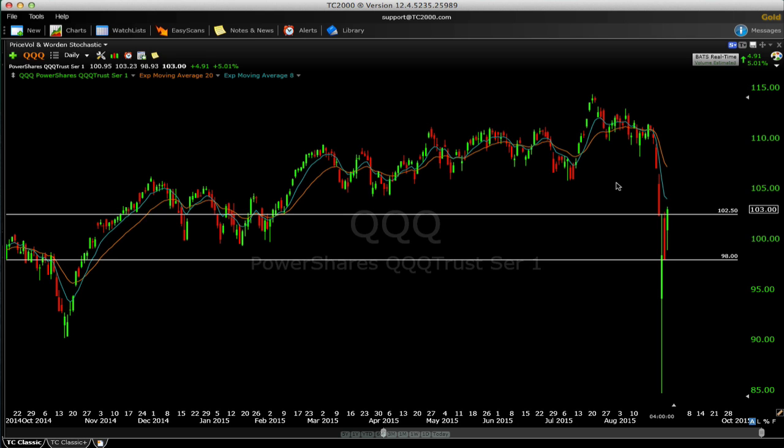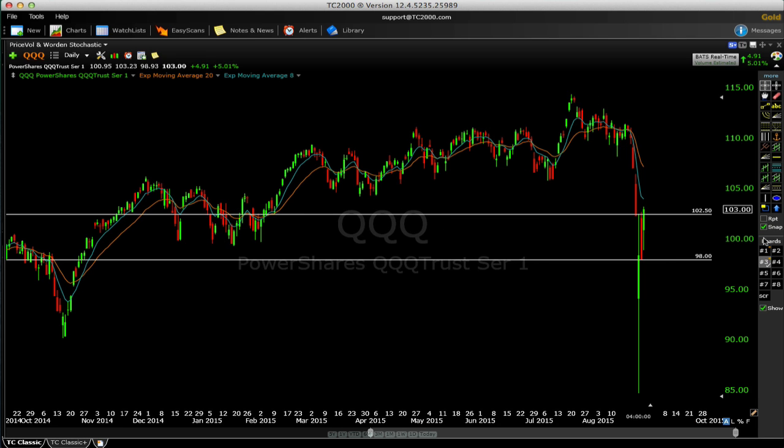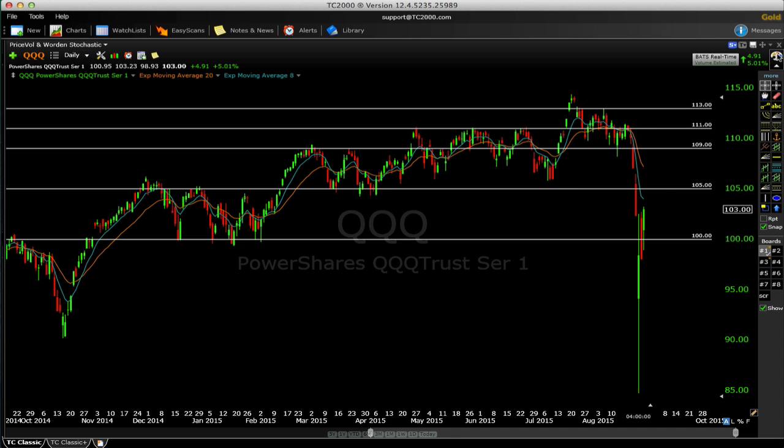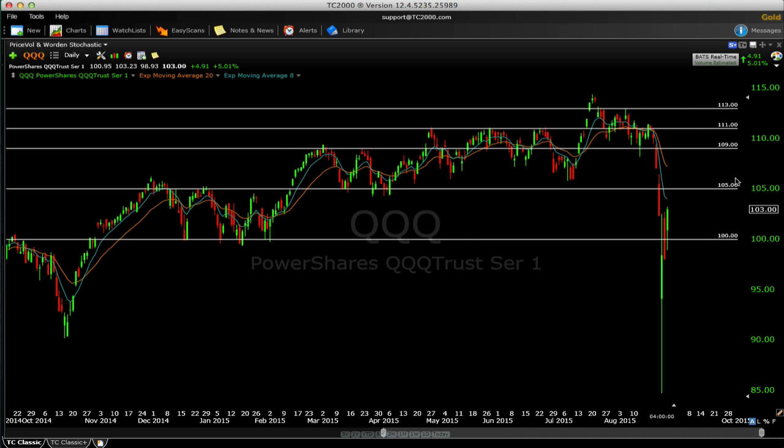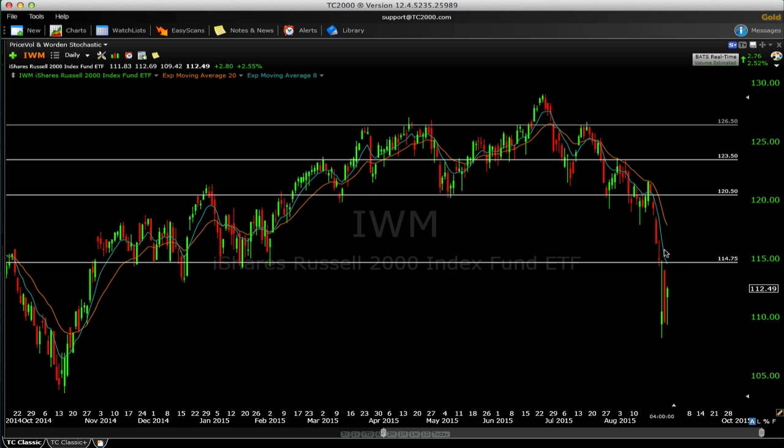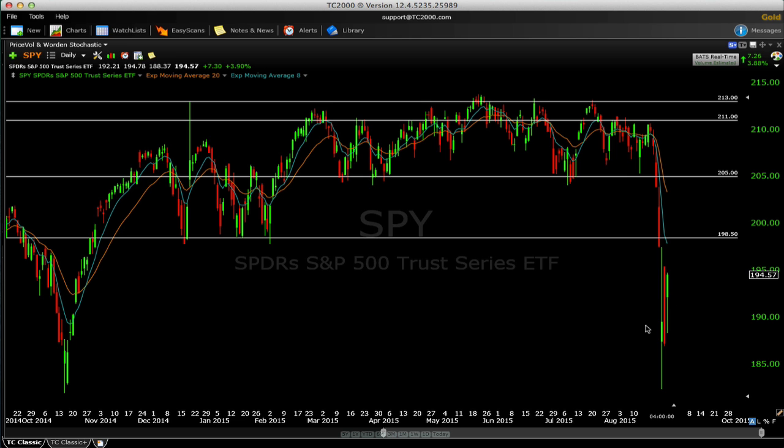Otherwise, you could go back to a daily chart and start to redraw some of those prior lines. And if we look at the Qs, for example, 105, this was the big level on the upside. So maybe we are just going to beeline to retest that level, that breakdown level, if you will, tomorrow or later this week. Same thing goes for the IWM. Perhaps we want to get back up to 115 and we're going to just get an immediate retest of that level. And if we look at the SPY, maybe 198.50 is in the cards for later this week.